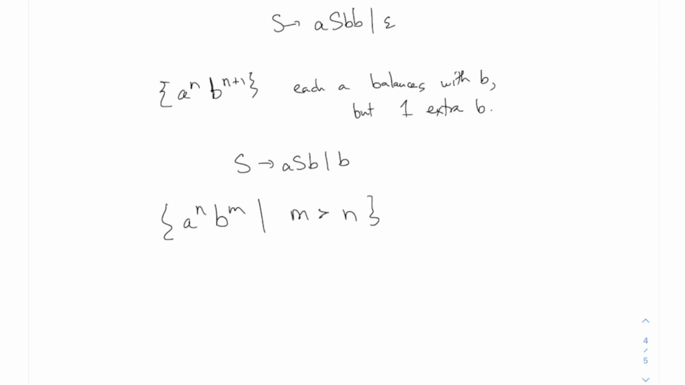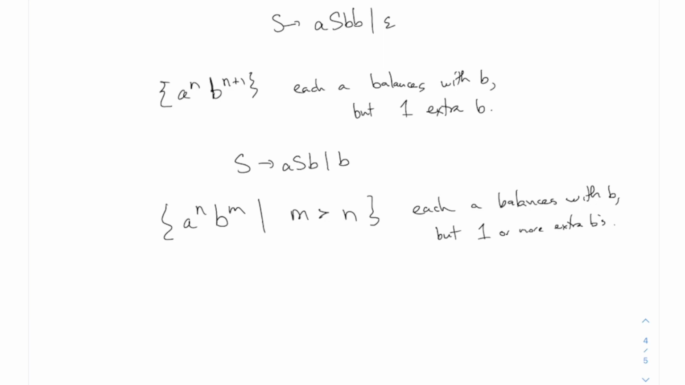How about this? A to the n, b to the m, where m is greater than n. If I were to describe this one in similar terms, I would say something like the A's balance with B's, but there are one or more extra B's. That's how I would describe that.